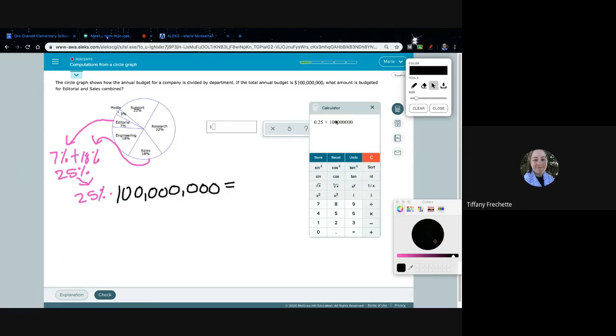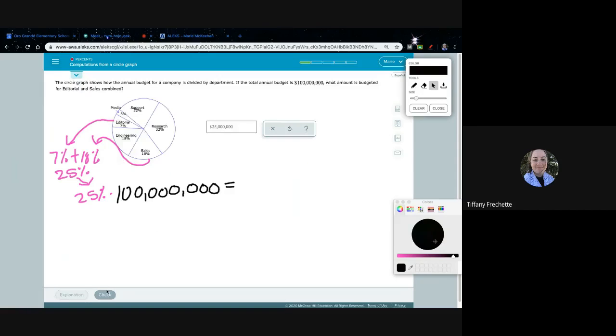Let's make sure I have the right number of zeros. Darn it, I need to keep track. 1, 2, 3, 4, 5, 6, 7, 8. Yes, okay. Sorry, I wanted to recount real quick because that's a lot of zeros and it's hard to track. So we are allowed to spend, 1, 2, 3, 4, 5, 6, comma. Okay, sorry, I wanted to make sure I had my zeros correct. So we're allowed to spend 25 million on editorial and sales. Let's check that. And we're good to go.